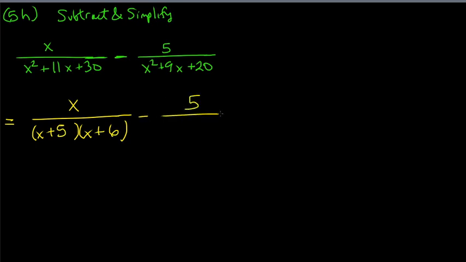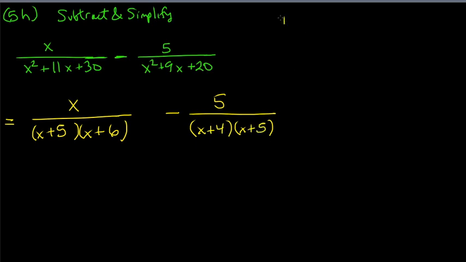And then for the second denominator, we have, oh, forgot to leave some space here. What two numbers multiply to 20 but add to 9? So it's not 1 and 20. It's not 2 and 10. It's 4 and 5, right? 4 plus 5 is 9.